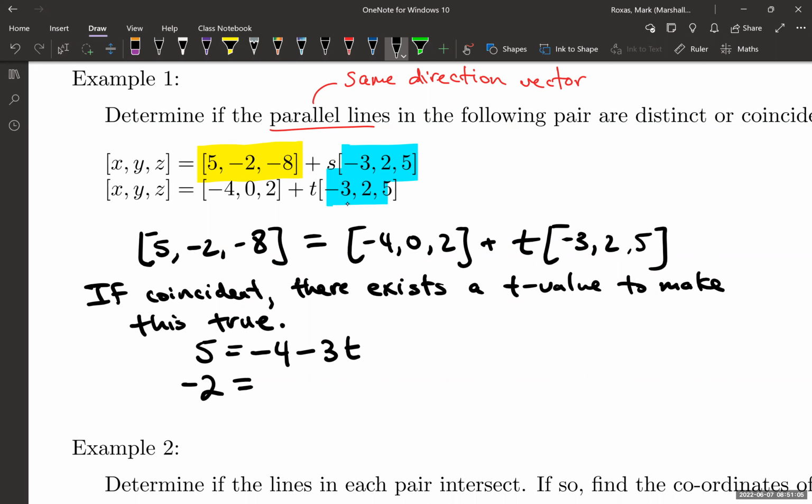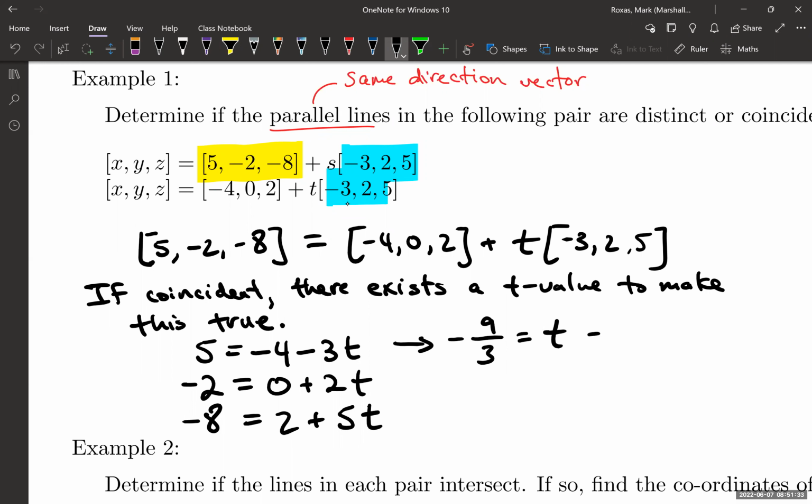-2 equals 0 plus 2t, and -8 equals 2 plus 5t. If I look at these three parametric equations, I take each one and solve for t, then we can see if t has the same value throughout. Solving the first one for t, I have 9 over -3 equals 5 plus 4, which is 9 divided by -3, equal to t, which is -3. The second equation: -2 divided by 2 equals t, which is -1.